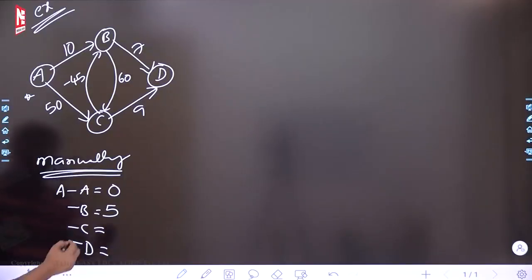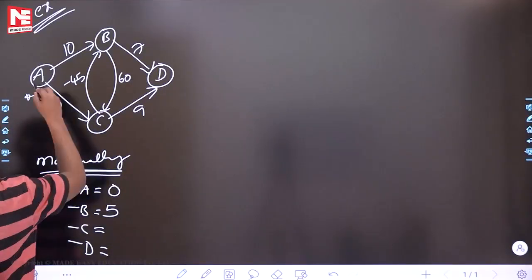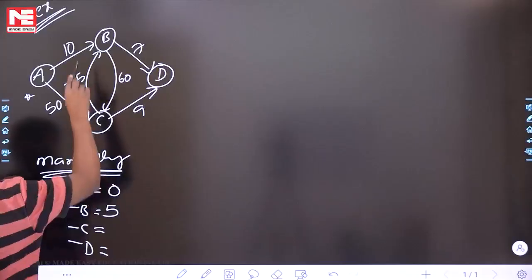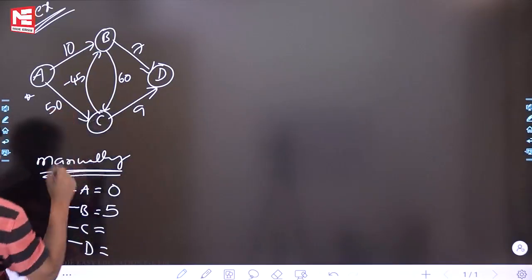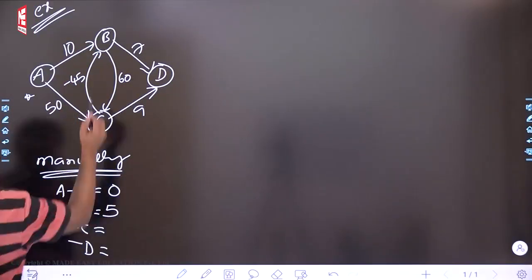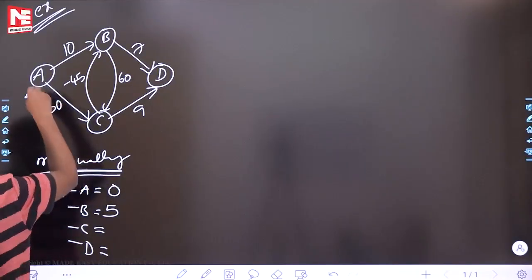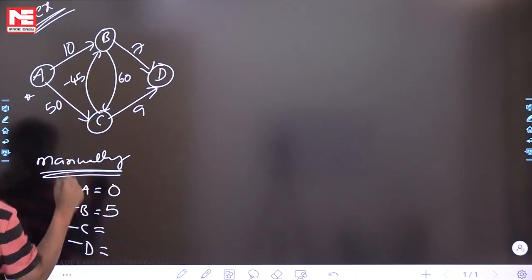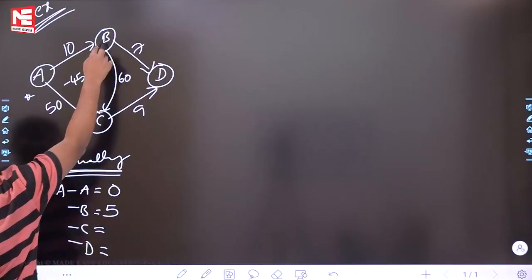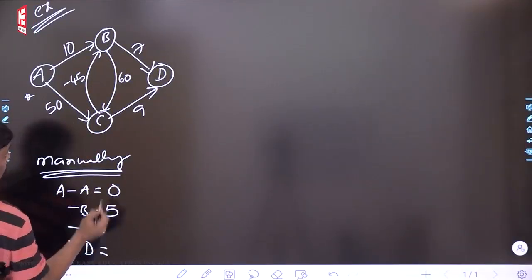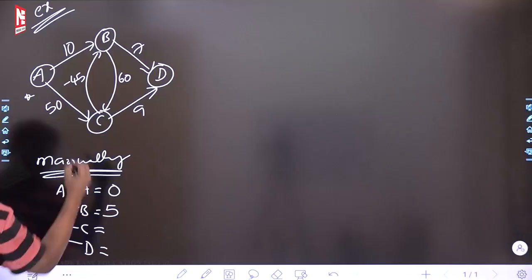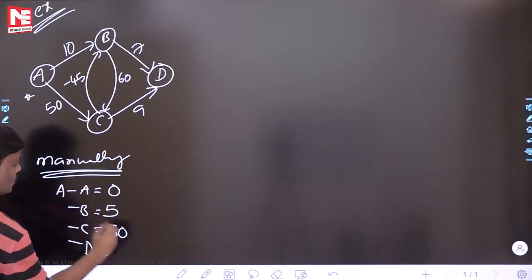Can you say what is A to C? To come to C, one way is directly, 50. One more, go to B and come back. To go to B how much? 5. 5 plus 60, 65. So to go A to C, one is directly 50, and one more is go to B first, already B is 5, 5 plus 60, 65. I think 50 is better. A to C is 50.